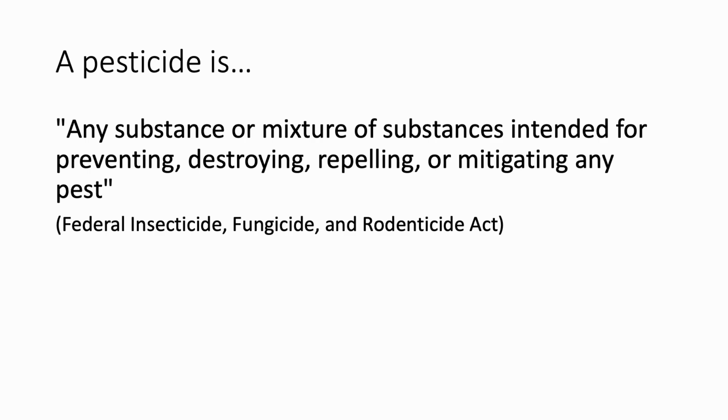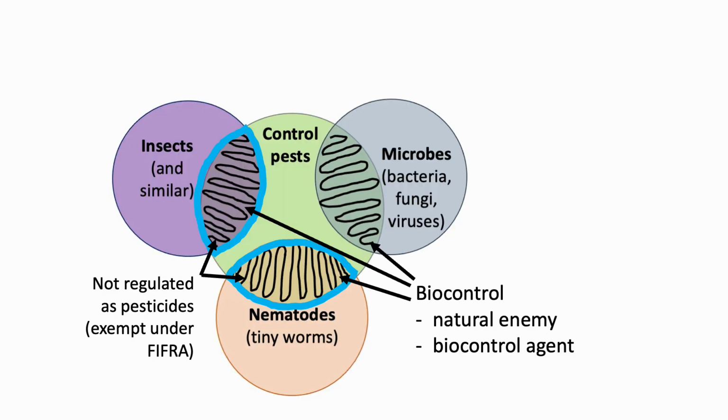According to the Federal Insecticide, Fungicide, and Rodenticide Act, often called FIFRA, a pesticide is any substance or mixture of substances intended for preventing, destroying, repelling, or mitigating any pest. While insects and other arthropods, nematodes, and microbes can all be biocontrol agents, under FIFRA, insect and nematode natural enemies are exempted and are not regulated as pesticides. They are not considered substances or mixtures of substances.